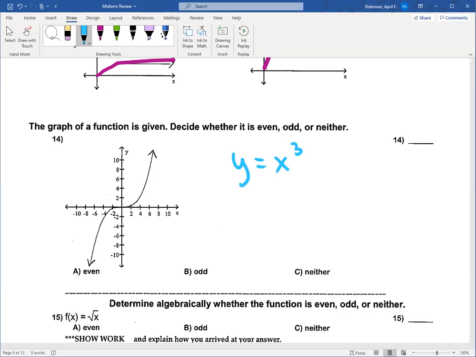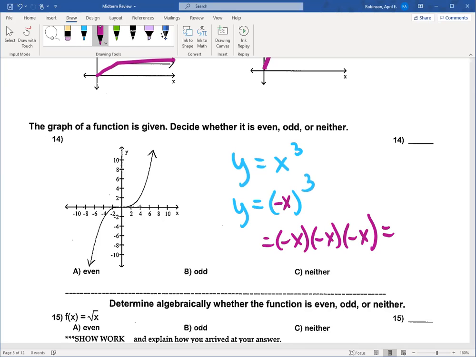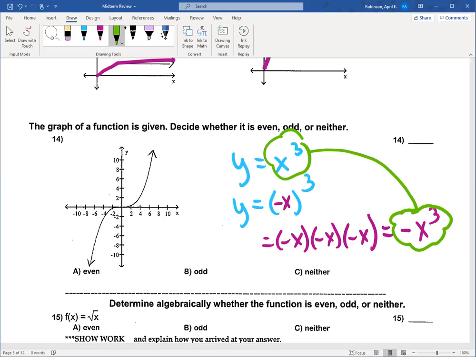And what you do is you plug in, in place of your x, a negative x, and see what the result is. Well, negative x cubed means negative x times negative x times negative x. That's really -1 times -1 times -1, which is -1, and x times x times x is x cubed. So I went from an x cubed to a negative x cubed, and that is the definition for odd. If you plugged in and x cubed stayed x cubed, that'd be even. But if you get the opposite of your original, then it's odd. And if you get something that's totally whacked out, then it's a neither.